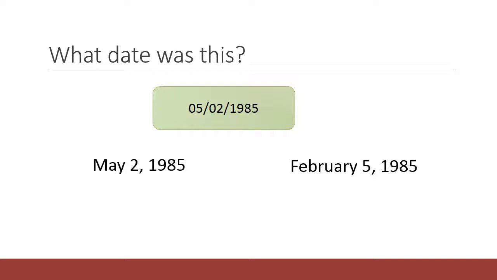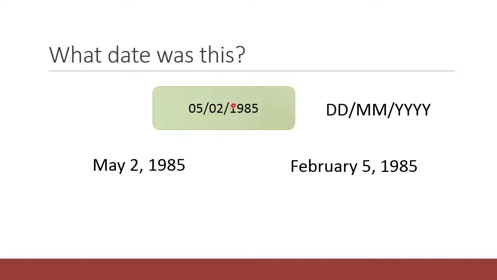So here, as you can see, it is difficult to tell what is the correct date if you don't know what is the date format that you are using. The first number is for days or for months. The second number is for days or for months. We don't know. We only know that the year is 1985.